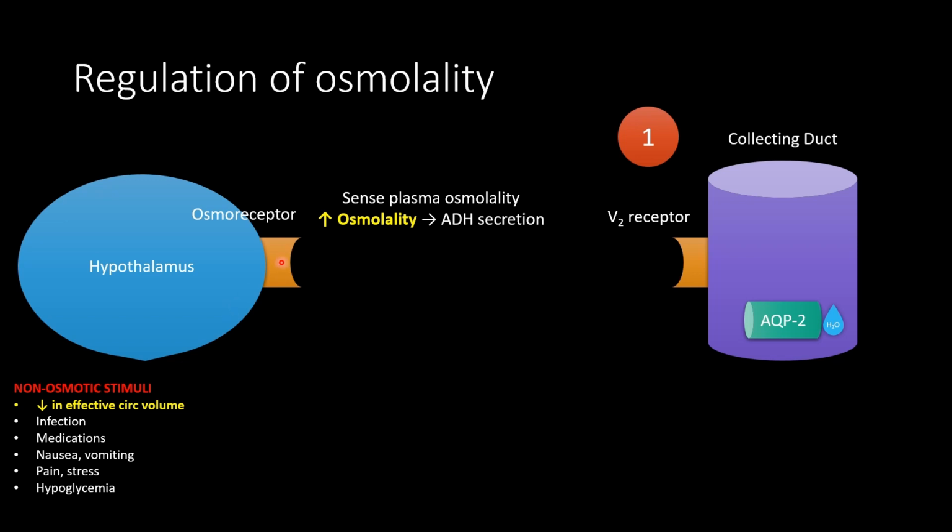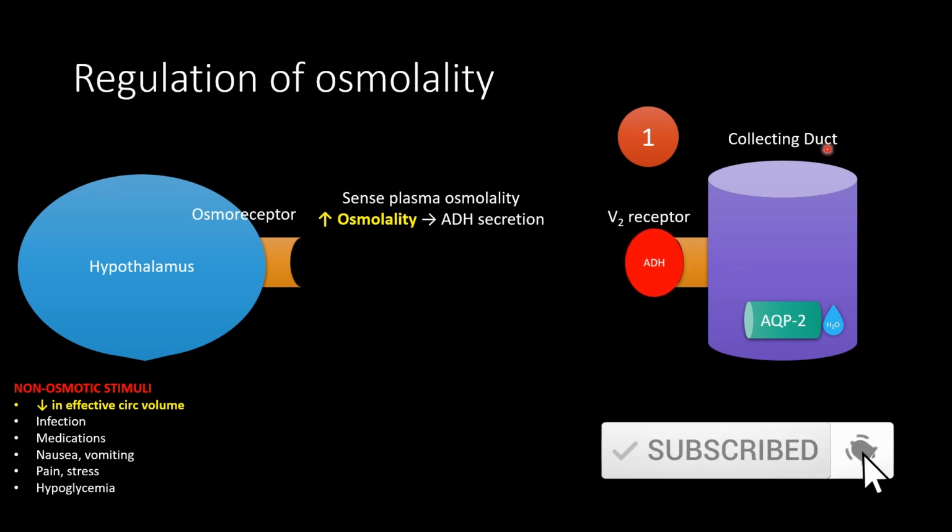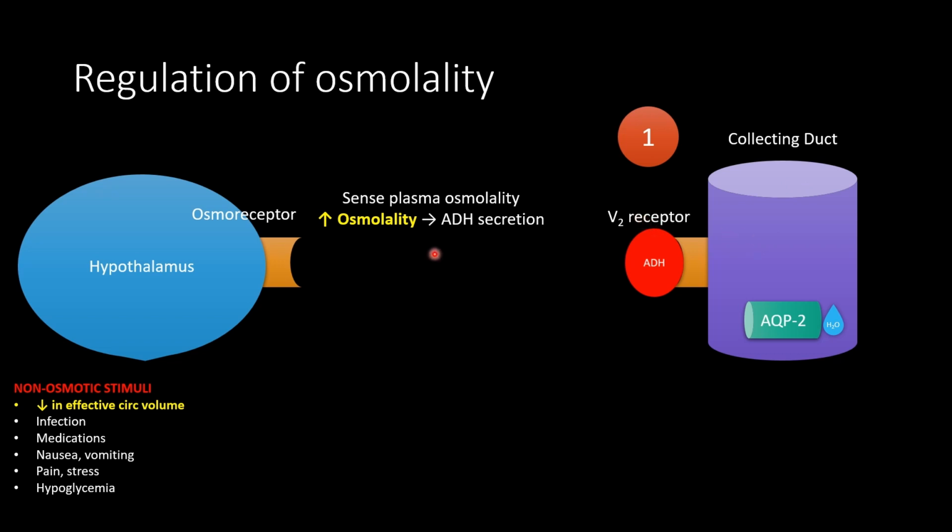So upon getting stimulated, what will the osmoreceptor do? The osmoreceptor will produce ADH. ADH means antidiuretic hormone. So what will the ADH do? The ADH will go and bind to the V2 receptor on the collecting duct. Where is the V2 receptor present? It is present in the renal collecting duct. V2 means vasopressin, which is another name of ADH. So it will attach to the V2 receptor.